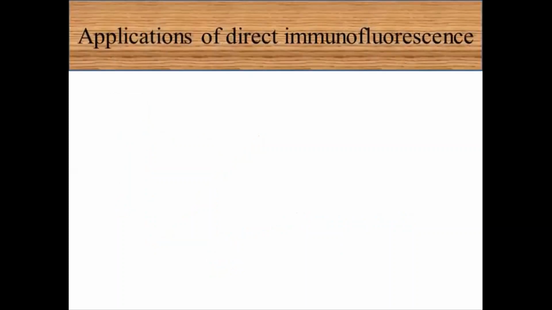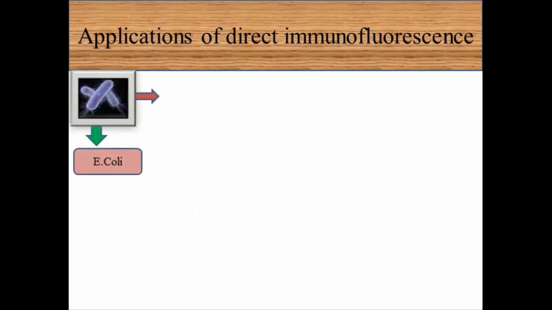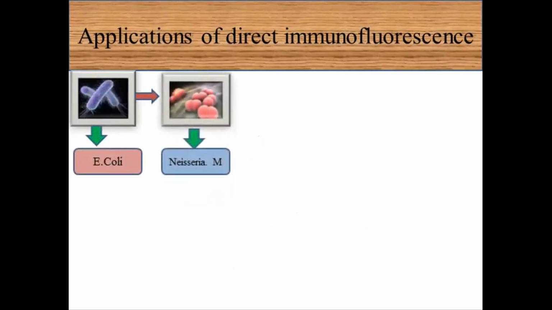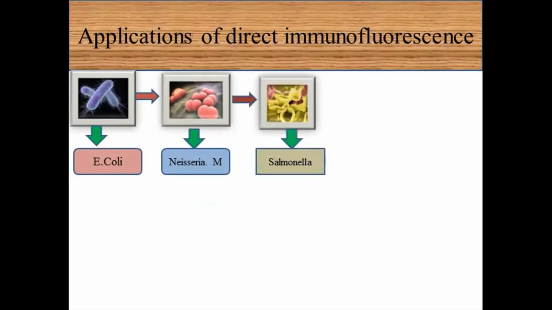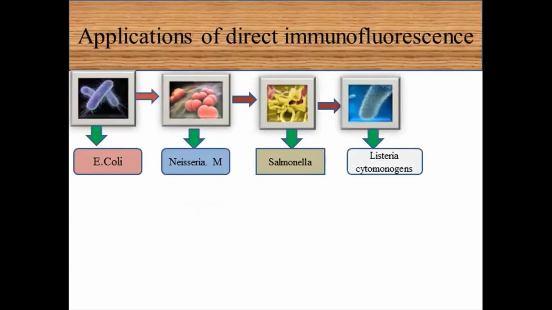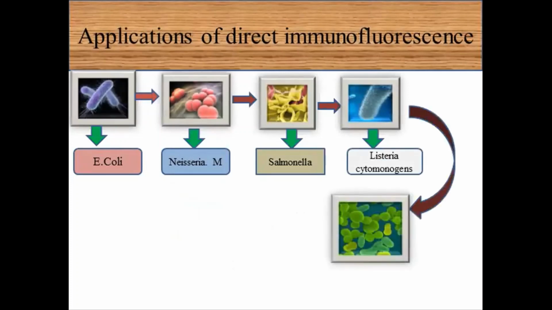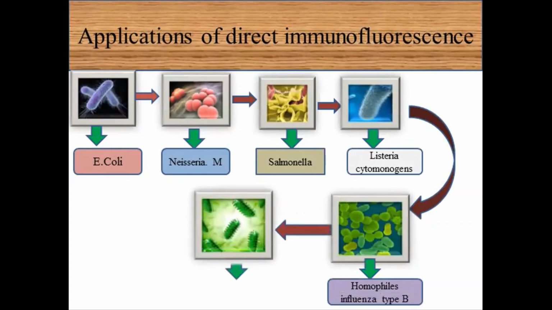Here is the application of direct immunofluorescence: E. coli, Listeria monocytogenes, Salmonella species, Haemophilus influenzae type B, and rabies virus.